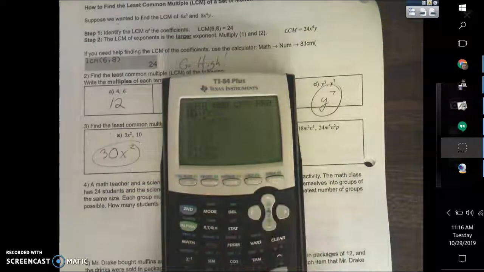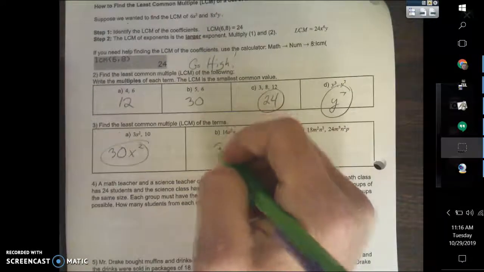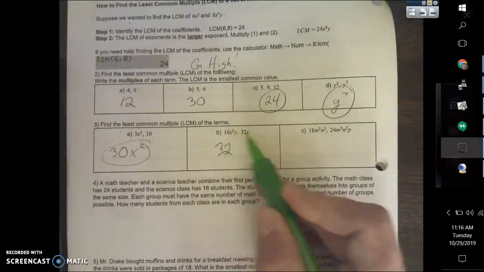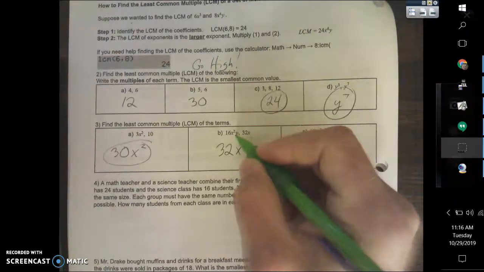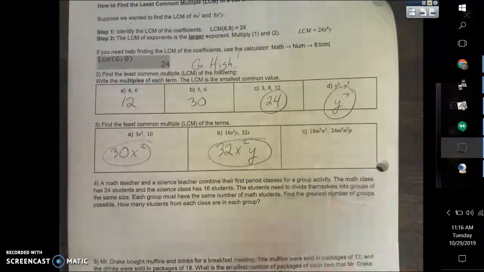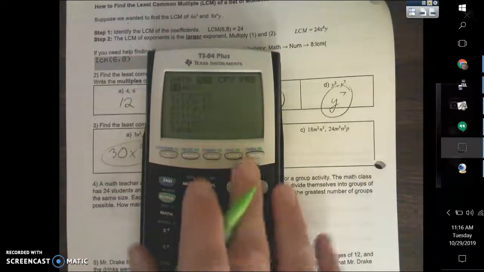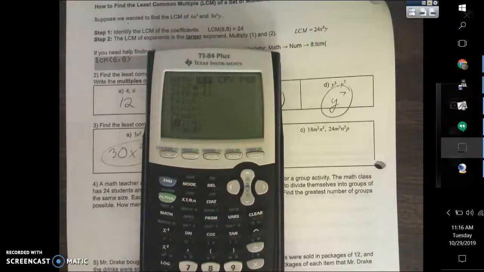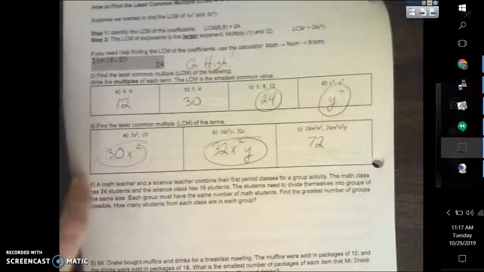Okay, 16 and 32. Math. 16, comma 32. The LCM is going to be 32. Some of you guys might already know that, which is totally fine. Between x squared and x, the higher one is x squared. Between y and no y, the higher one is y. Done. All right, 18 and 24. Again, going back to my calculator. Math, number 8, LCM, 18, comma 24. We get 72.